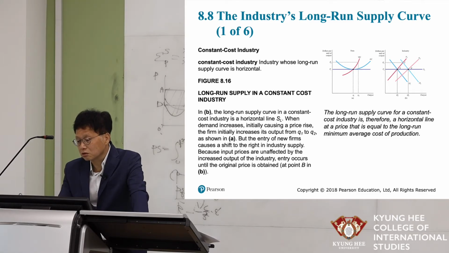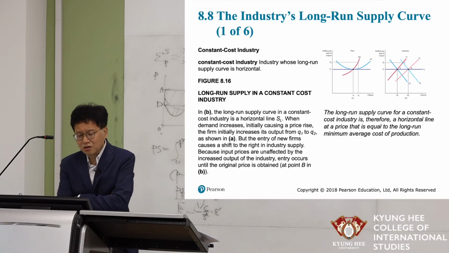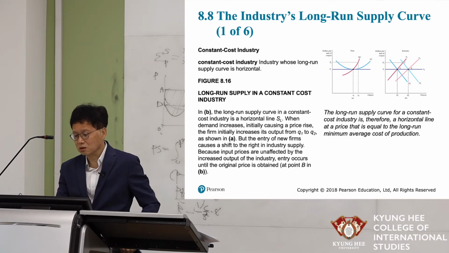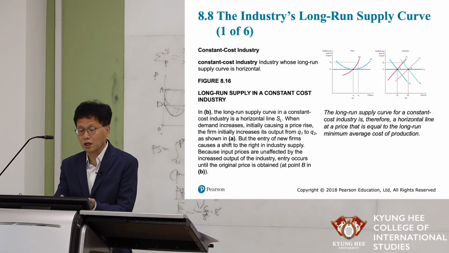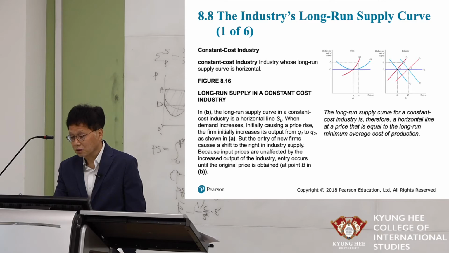This process continues until it reaches S2, right? In panel B. Then D2 is equal to S2 at the price that returns to the original price P1, where each individual firm earns zero profit. So we say this is a constant cost industry. Why constant cost? Supply increases, but the individual firm's cost structure stays the same, right? Cost doesn't increase from the perspective of the individual firm.